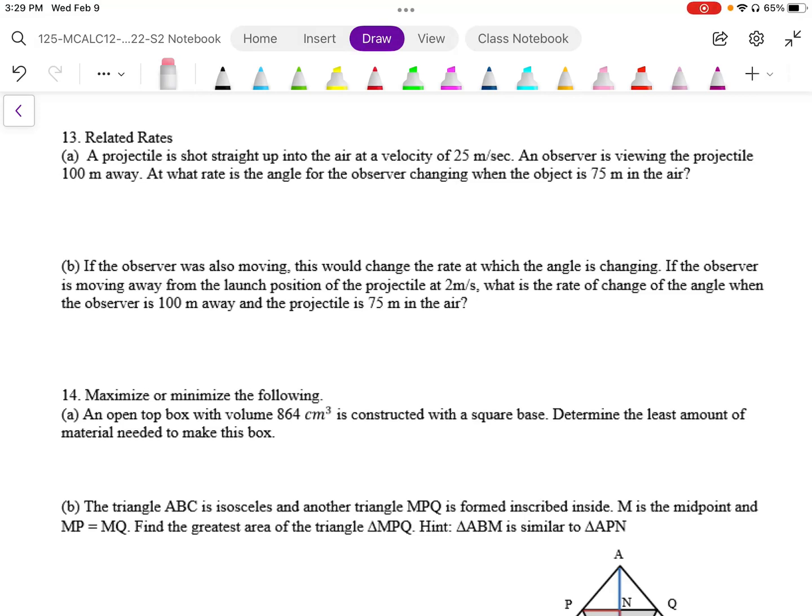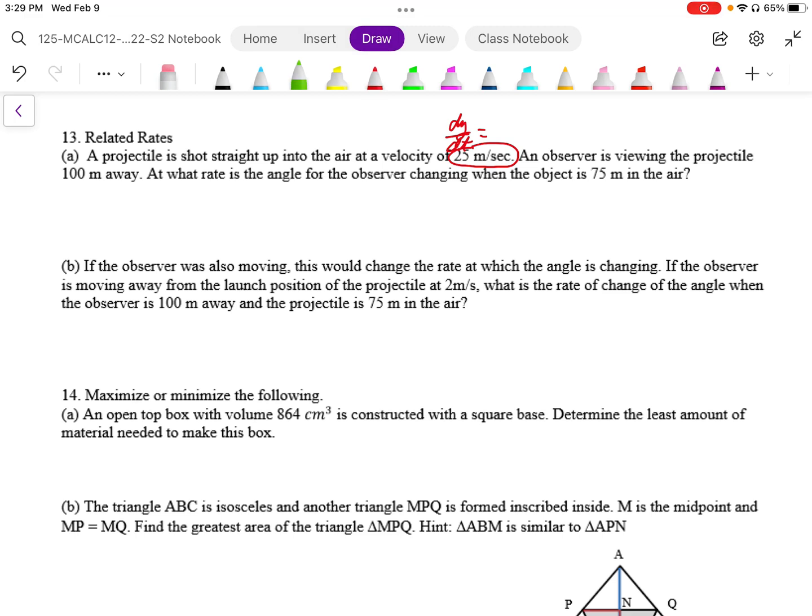So this question we're looking at 13a. It says a projectile is shot straight up in the air at a velocity of 20 meters per second. So this is going to be, I'm going to write this in as dy by dt is equal to 25 meters per second. An observer viewing the projectile is 100 meters away. And at what rate is the angle for the observer changing when the object is 75 meters in the air?